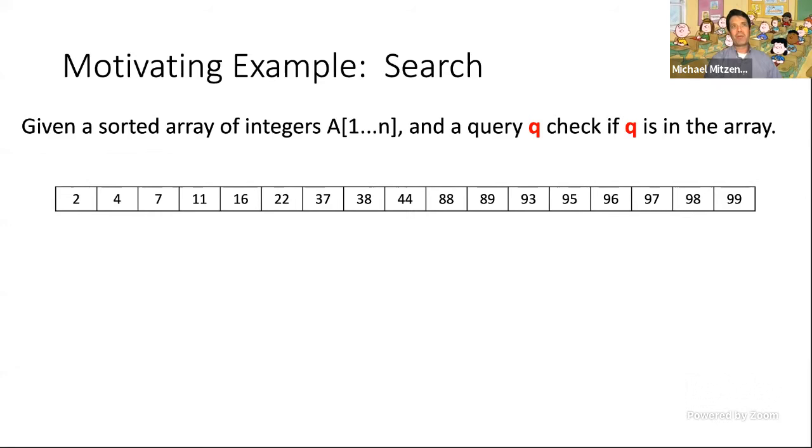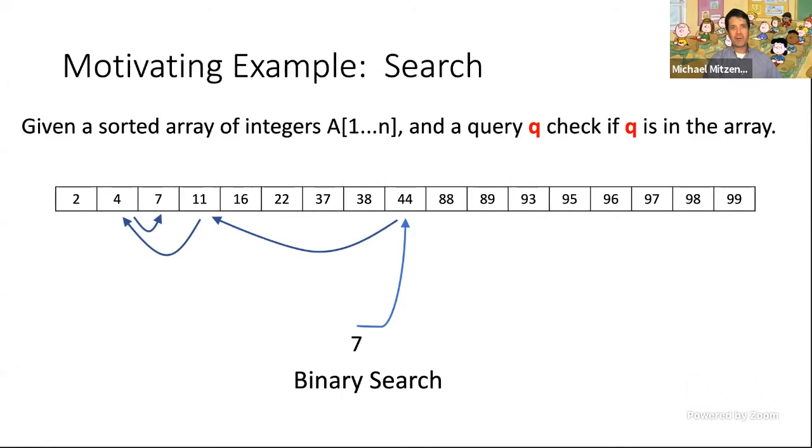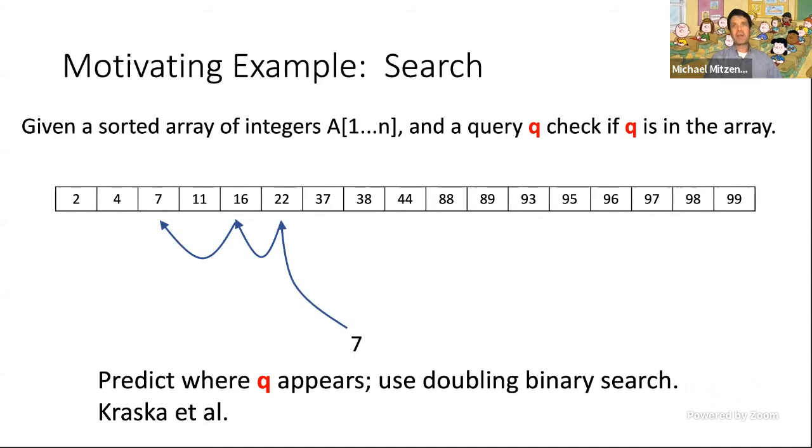So let's start with a simple example of search. We've got an array of integers and we've got a query. We need to find it in the array. We can just do binary search, start in the middle, and we find the element. An alternative, if we have a prediction, is to start with the predicted place and then use a sort of doubling binary search. Look one to the left, then two to the left, then four to the left, until we find an interval where it appears. Then we can use binary search once we find the actual interval that the element appears in. The idea is to use a prediction to help start us on our search.